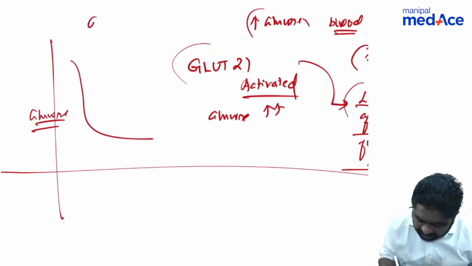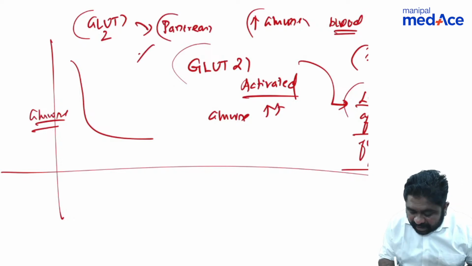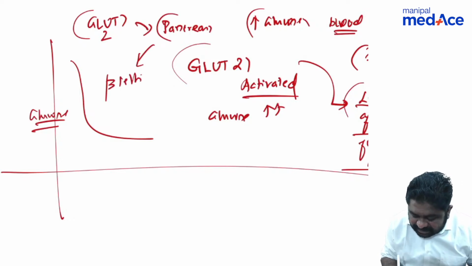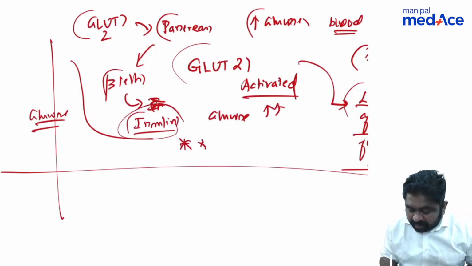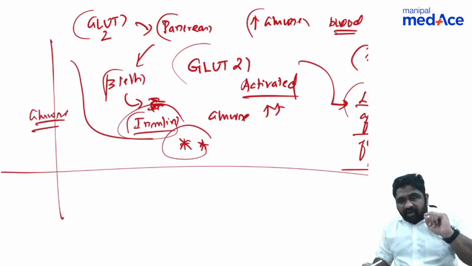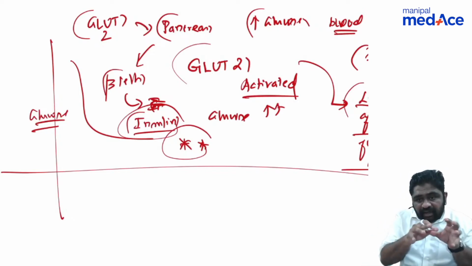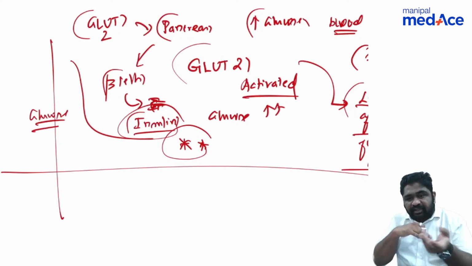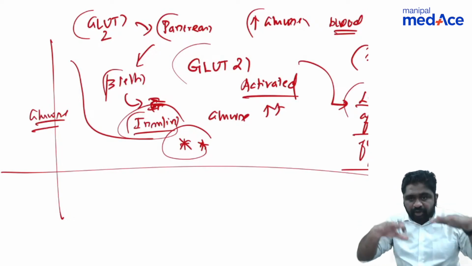Because of this, when GLUT2 is activated, the pancreas receives the information. Now, the pancreatic beta cells will start secreting insulin. Remember this for the rest of your life. Whenever you have eaten very well and the glucose levels are rising, GLUT2 is activated. The GLUT2 present in the beta cells of the pancreas will make the insulin come out. So insulin rushes into the blood to control the glucose.